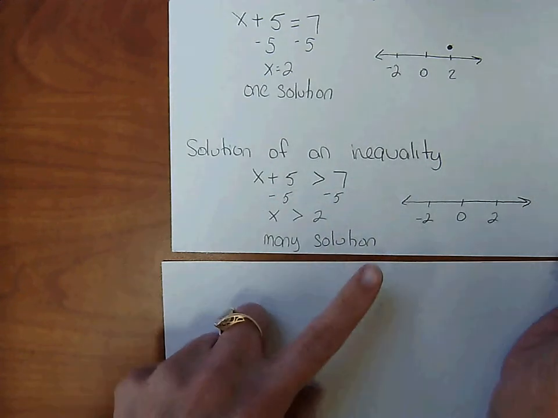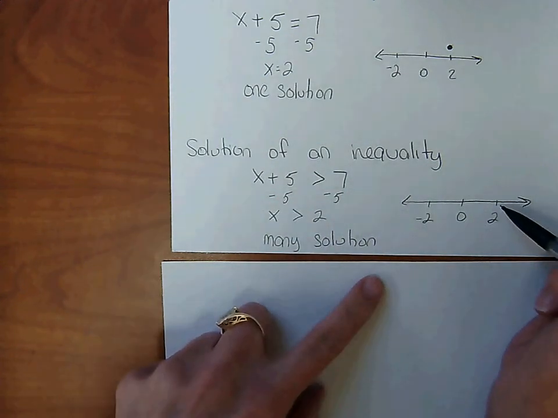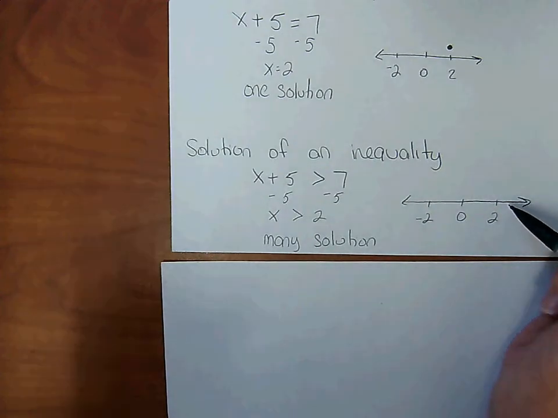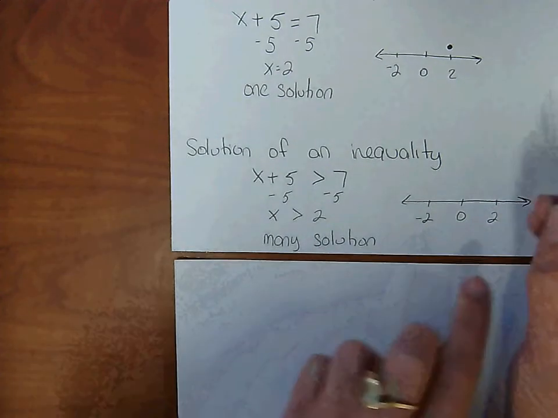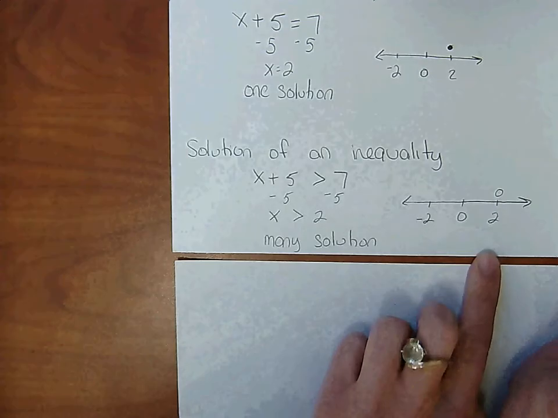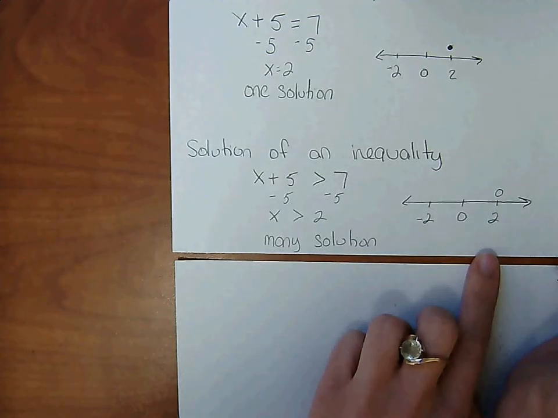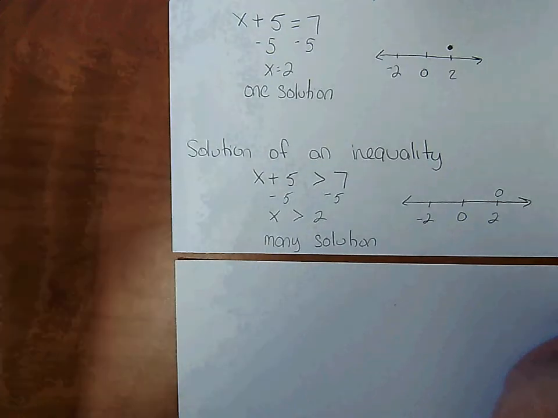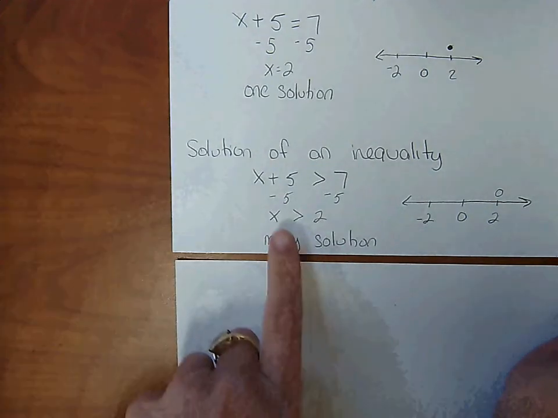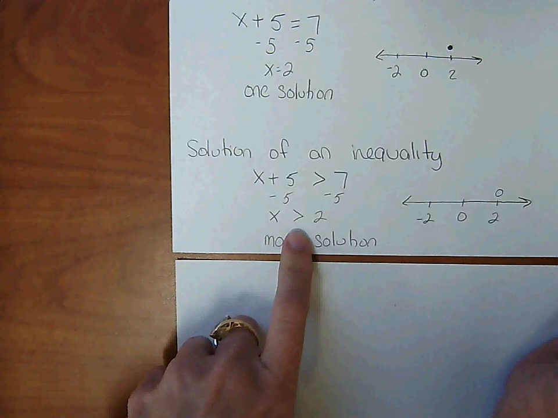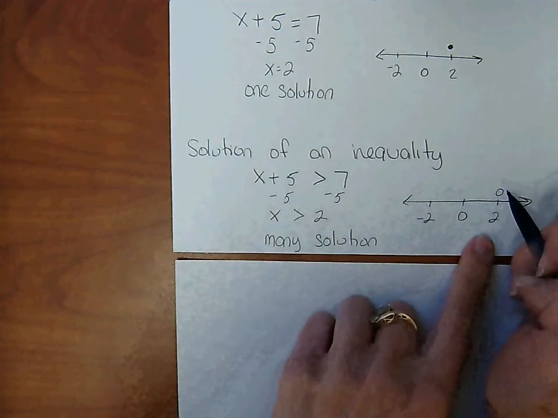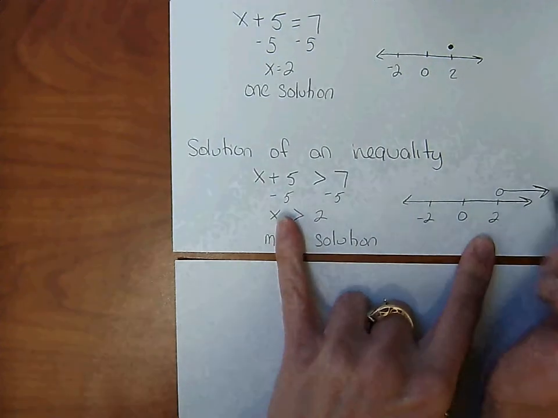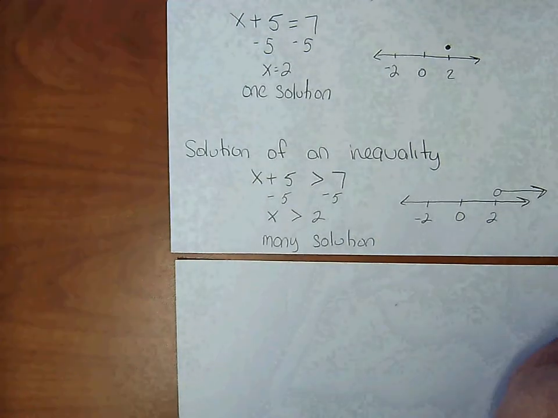I can't show the next smallest number after 2 on the number line. So to do that, I put an open dot above the 2 because 2 is not included in the solution. And then I need to draw an arrow in the direction of my solutions. So x has to be greater than 2. So the numbers greater than 2 are to the right. So you draw your arrow to the right, showing where your solutions are.